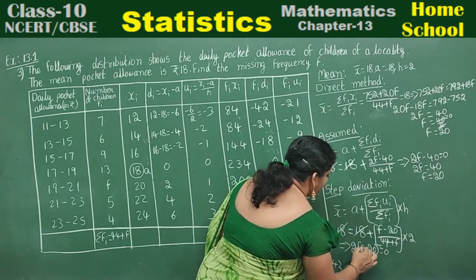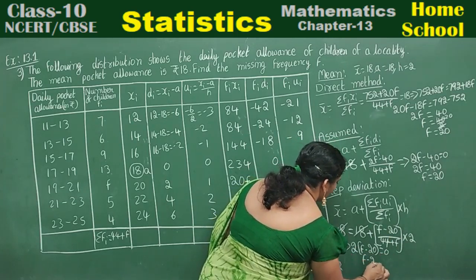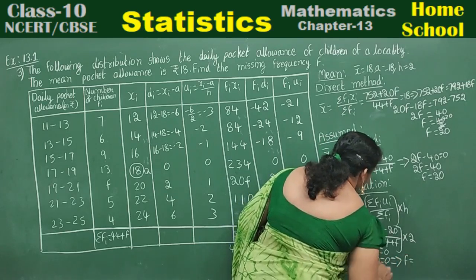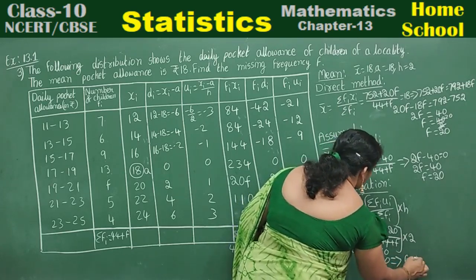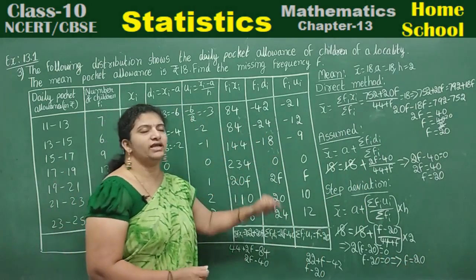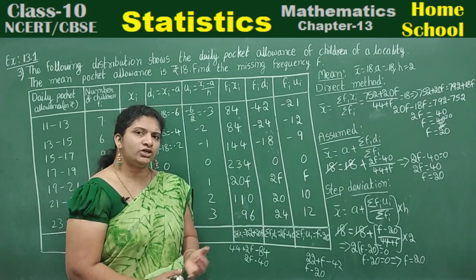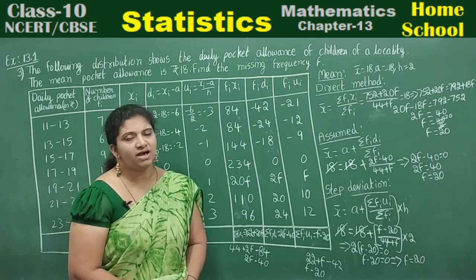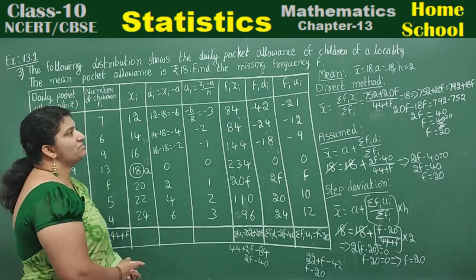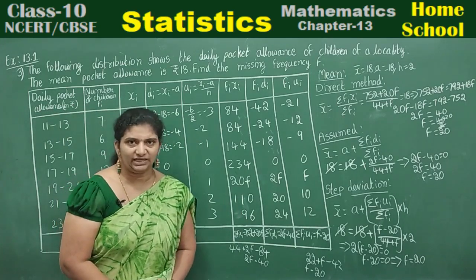Then again this 2 multiplies the other side. 0 by 2, 0. f minus 20 equal to 0 implies send this 20 other side, transpose. f is equal to 20. In all the three methods, your missing frequency value is 20. Any method you choose, you are going to get the same answer. Finally, what's your answer here? The missing frequency f is equal to 20.